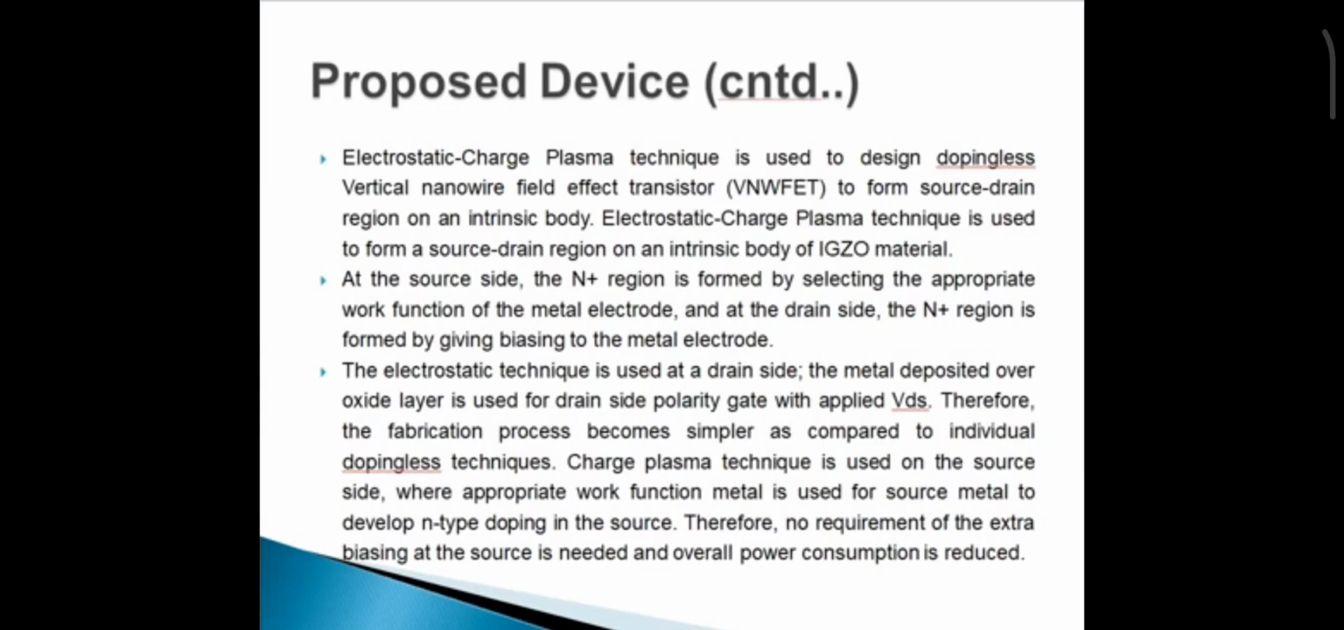The metal deposited over the oxide layer is used as the drain side polarity gate with applied VDS. Therefore, the fabrication process becomes simpler as compared to the individual dopingless technique. Charge plasma technique is used on the source side, where a metal with appropriate work function is used for the source metal to develop n-type doping in the source. Therefore, no extra biasing is needed at the source side and overall power consumption is reduced.